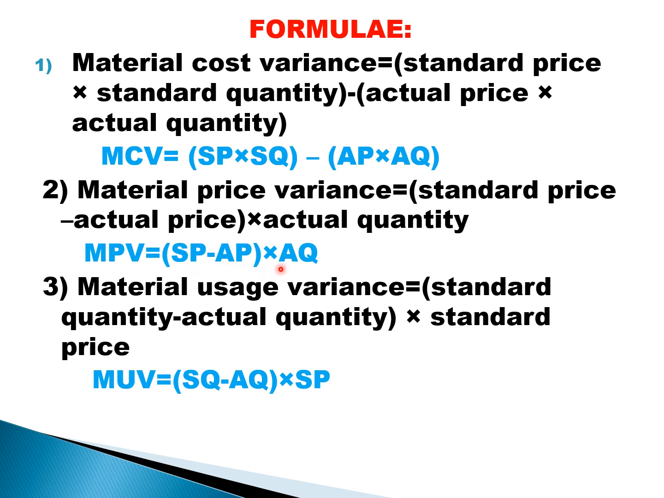into AQ. Next, students, MUV, it's called material usage variance. SQ minus AQ into SP. That is standard quantity minus actual quantity into standard price. And students, second answer plus third answer will be the first answer, a shortcut. Of course, the first answer, material cost variance, is equal to SP into SQ minus AP into AQ. This is the formula. Another way, second answer plus third answer will be the first answer.